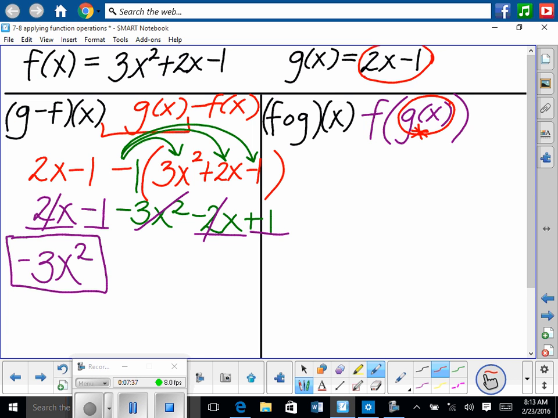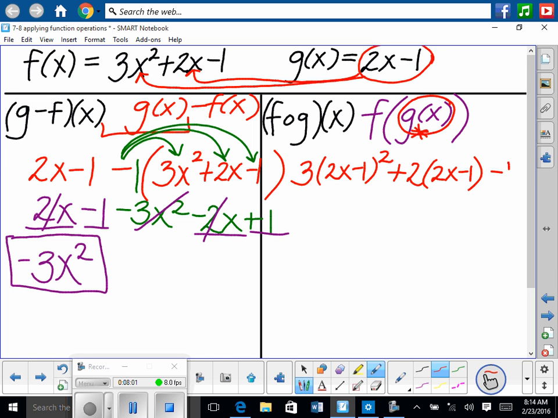We substitute that in for f wherever there's an x. So look, right there. But isn't there another substitution that needs to be made? Right there. So we would have 3 times 2x minus 1 squared. Does everybody see how I'm replacing x with 2x minus 1? And then we have plus 2 times, instead of x, it's replaced with 2x minus 1. And then we have our minus 1 from here. Then we would simplify that. I'm not going to take the time to do that. Okay? You would simplify, though. We would know how. Okay. That's a pretty long one.